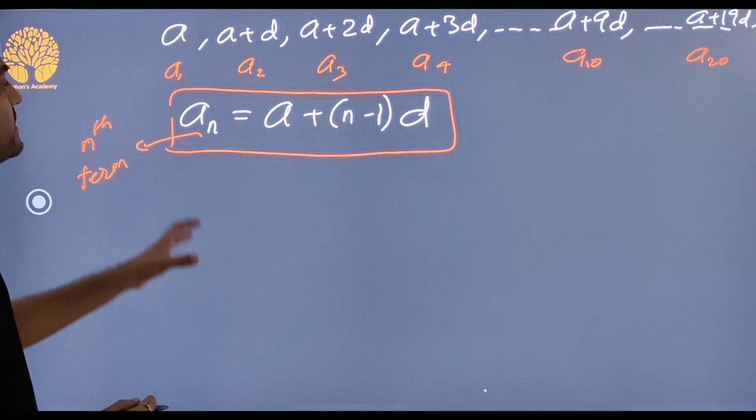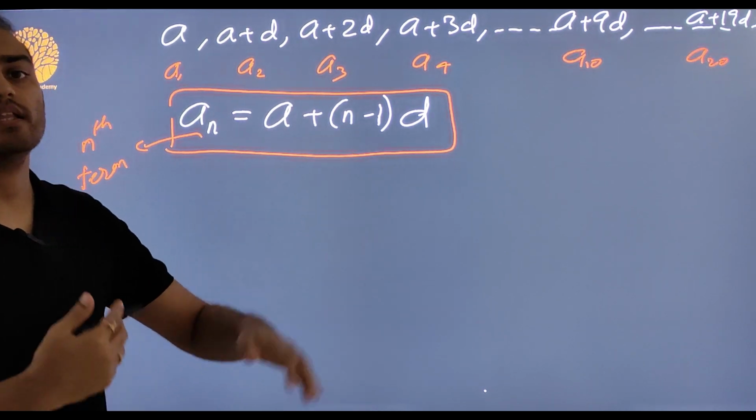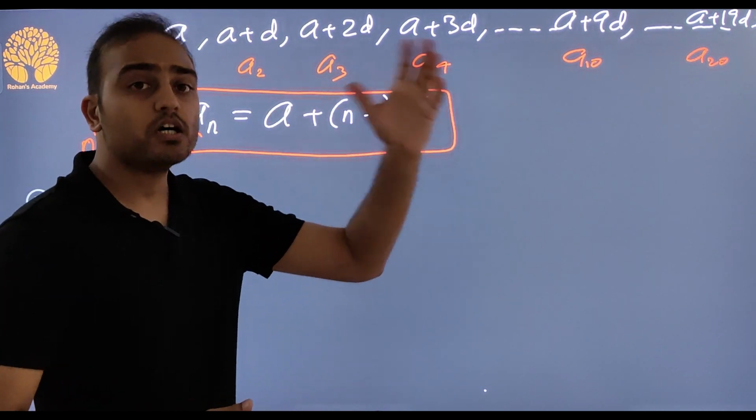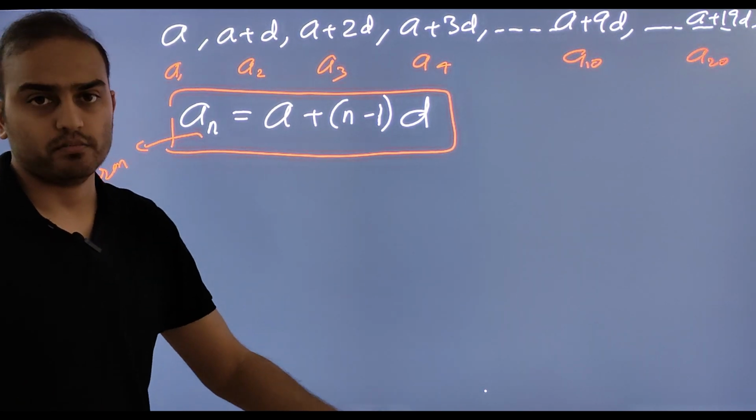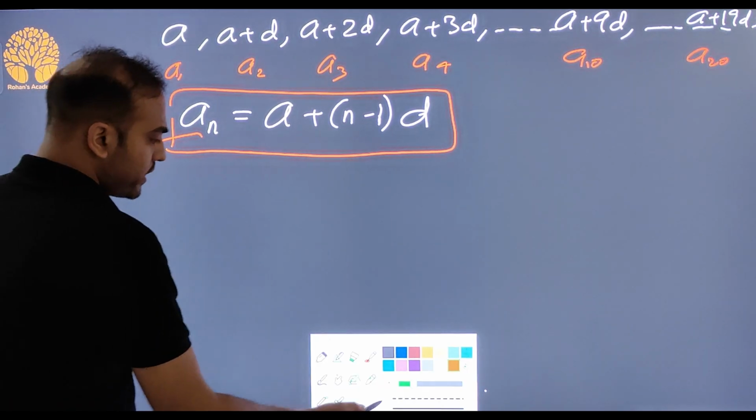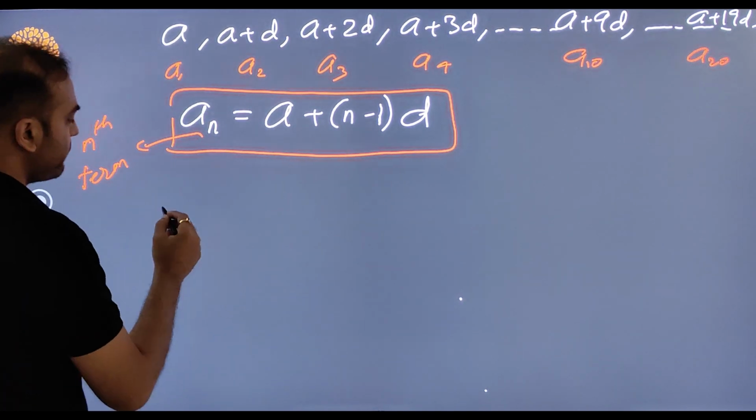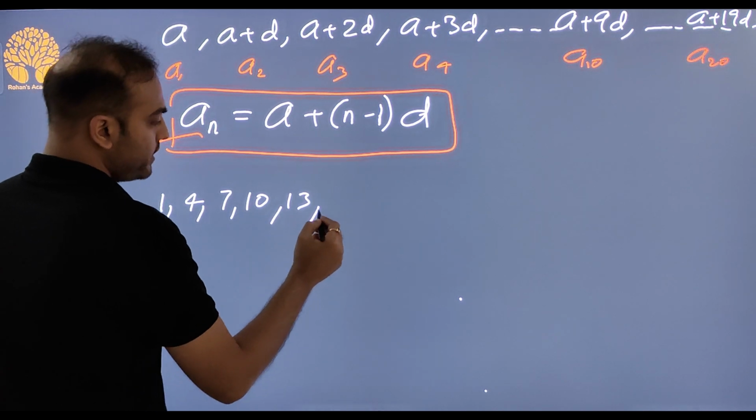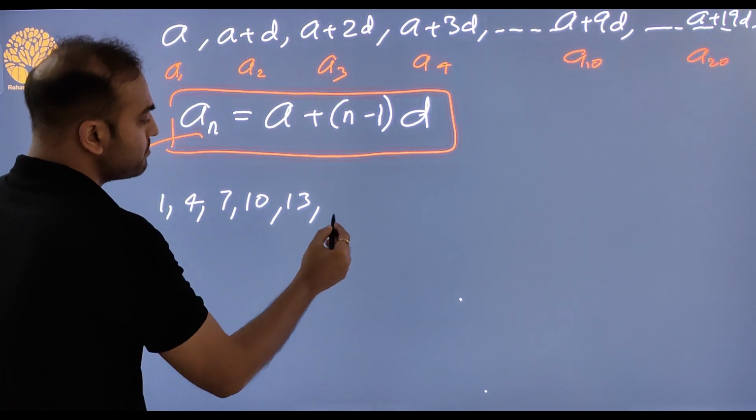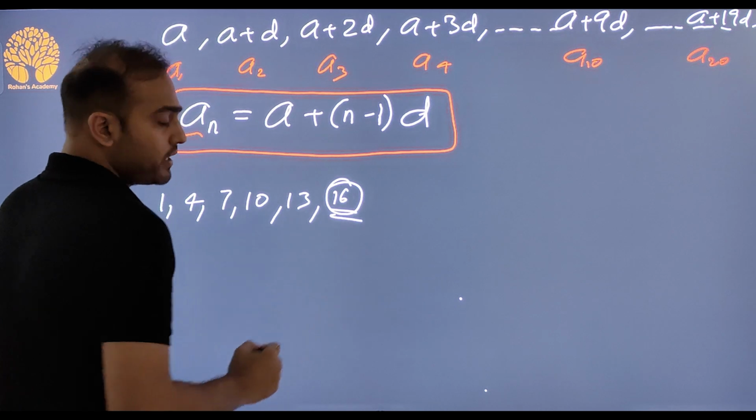So this is a basic simple formula that can help you tell what term number it is, or if the term number is given, what the value of that term is. Okay, let's look at the example. So the previous series that we did, 1, 4, 7, 10, 13. Now we all know the next number is 16, correct?